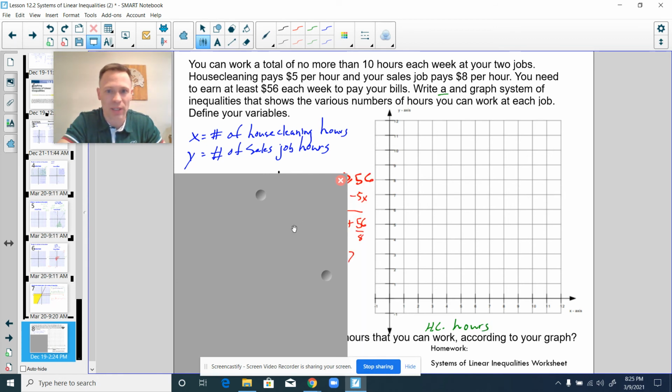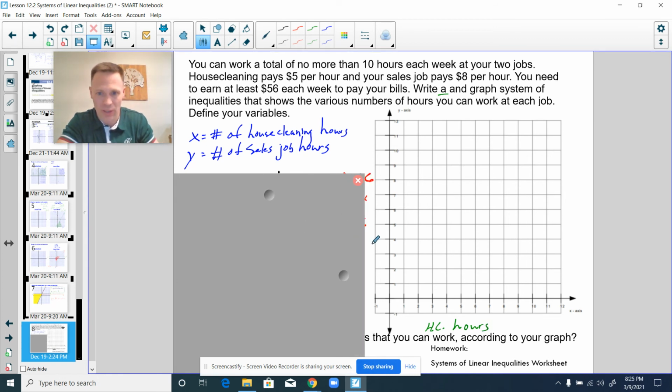I said the Y is my sales job hours, so I kind of ran out of space here. This is going to be tough. I'm trying to turn my tablet sideways. This is just not going to work. I'll do this. Sales hours. And because I get to work with cool stuff, I can even shrink it down to make it fit.